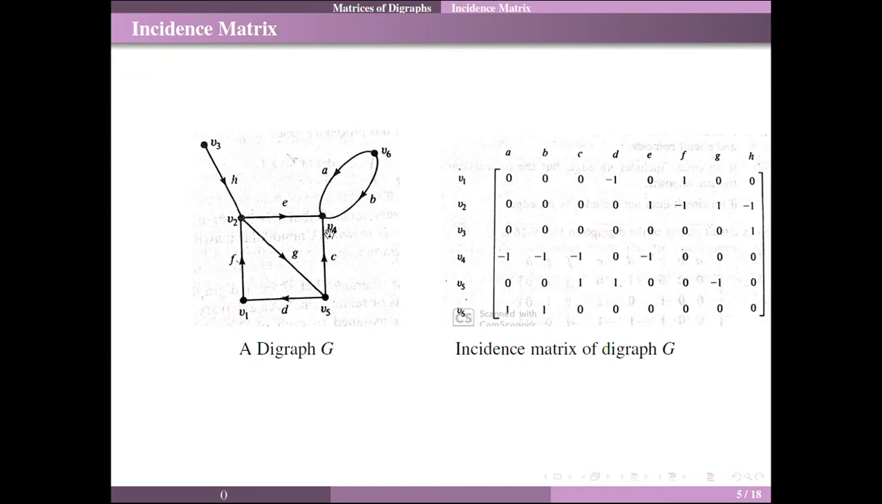Similarly, if we consider vertex V4, we see that there are four edges A, B, C, E, and all four edges are incident into the vertex V4. So correspondingly, all these four entries will be -1. Here we see that in the row corresponding to vertex V4, the entry for A is -1, B is also -1, C is also -1 and E is also -1. And all the remaining entries are 0 because those edges are not incident into or incident out of the vertex V4. Similarly, we can write for all the vertices and hence we will get the incidence matrix of the digraph G.